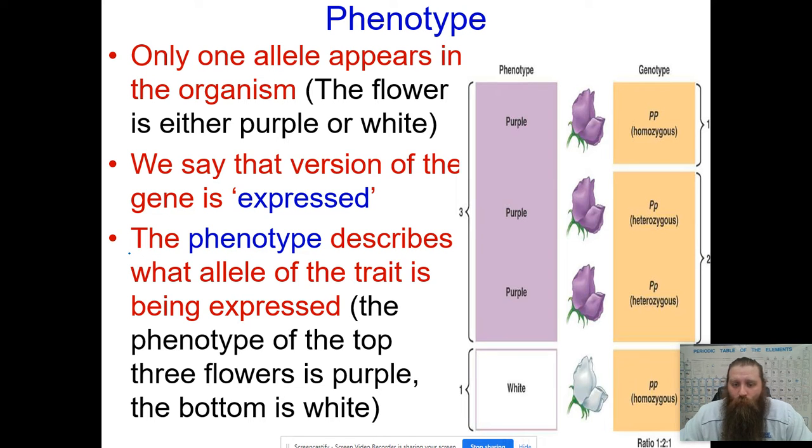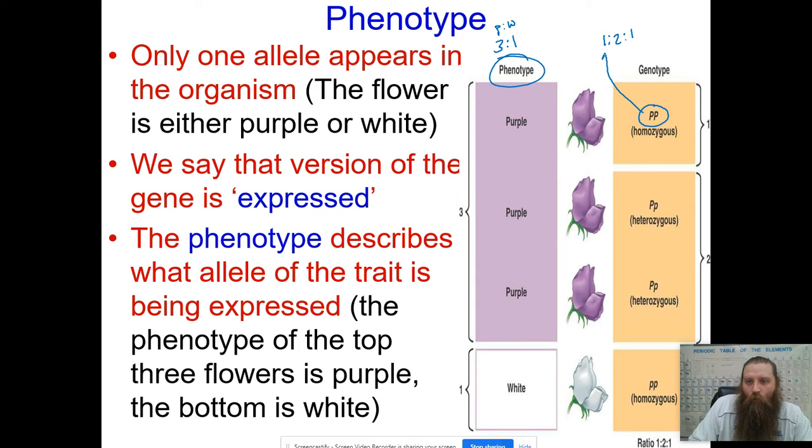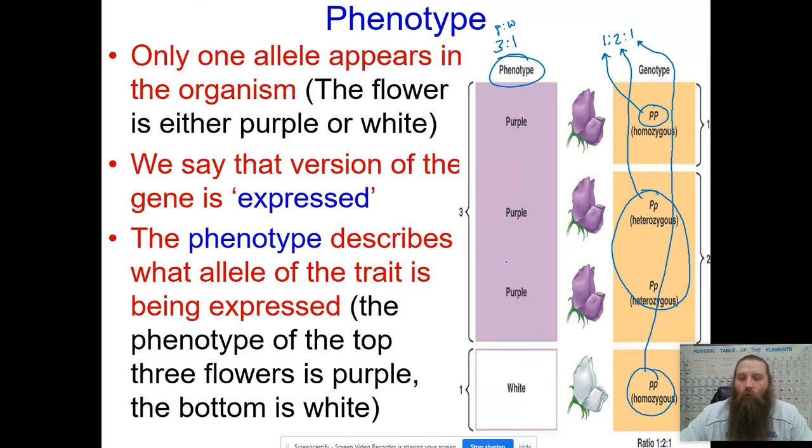3 of the flowers are purple, 1 of the flowers is white. That's the phenotype. And a lot of times we'll talk about something called the phenotypic ratio, which in this case is 3 to 1, 3 purple to 1 white. Now the genotype is different. In this case, the genotype is 1 to 2 to 1 because we have homozygous dominant, which is the 1. We have hybrids, which are the 2. And we have homozygous recessive, which is the last one.